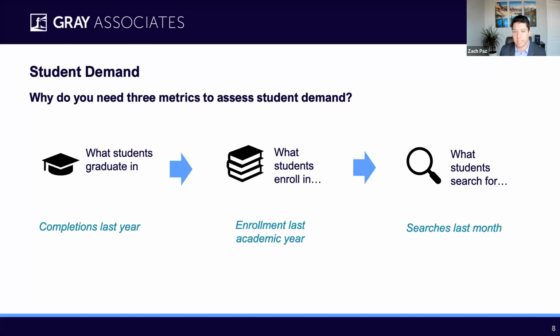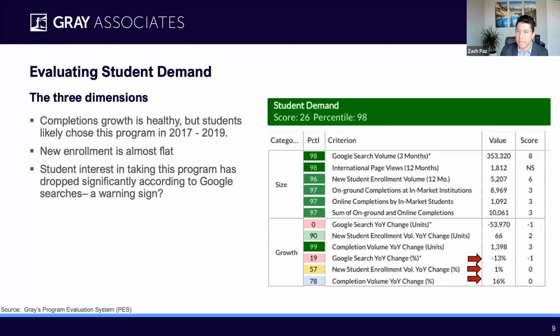So all three of these data sources will have their frailties, right? Depending on the timelines and comprehensiveness, but combining them all together can give you a pretty good picture of what's going on from a student demand perspective. Here's an example of a program, and we're looking at all three of the metrics.